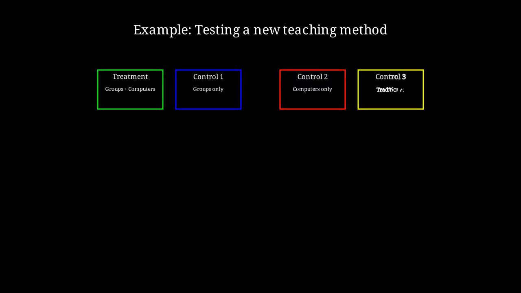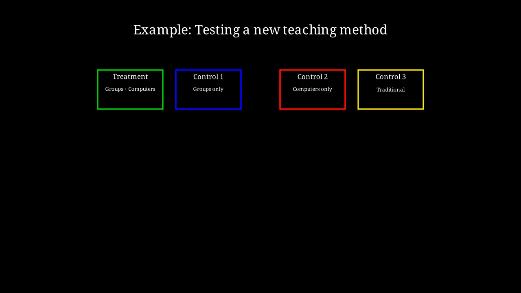Sometimes you need multiple control groups to rule out different alternative explanations. This is especially true in complex experiments. Suppose you're testing a new teaching method that involves students working in groups with computers. You need multiple controls to isolate what's actually helping. You need 4 groups. Treatment has groups and computers.